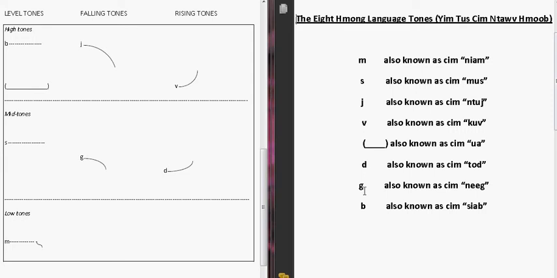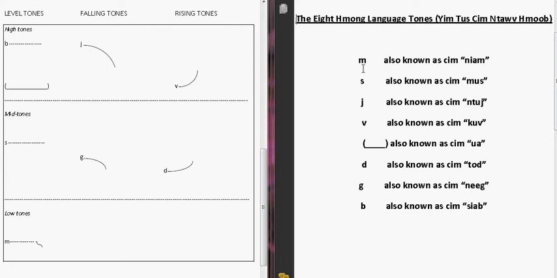D, G, and B. Now, these letters at the end of each word are simply to indicate the tone. They're not intended to be pronounced. I think that tends to be something that is new to non-Hmong speakers. These letters at the end of the word are simply meant to be tones and not intended to be pronounced.